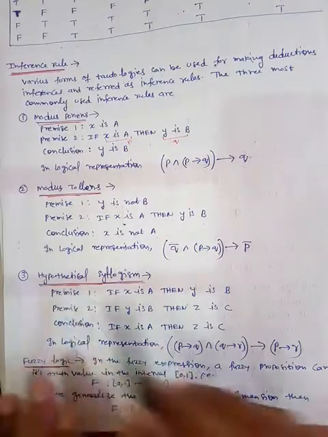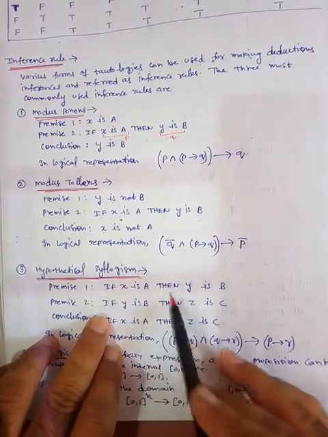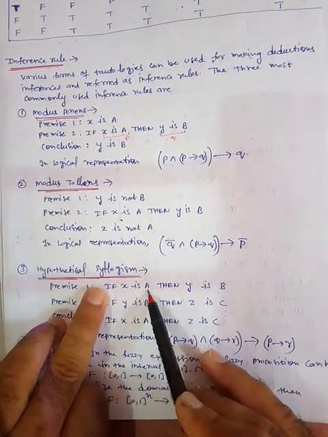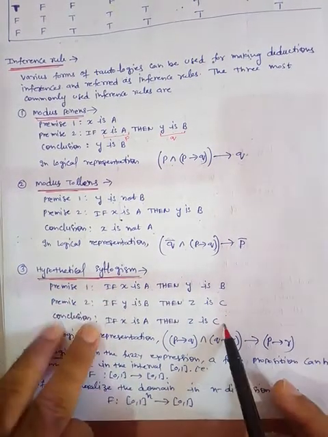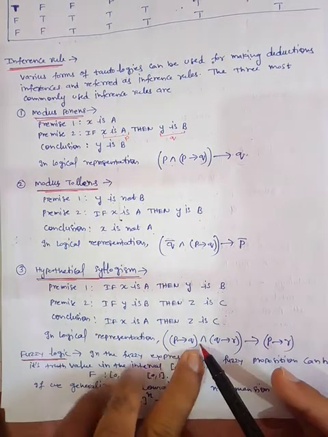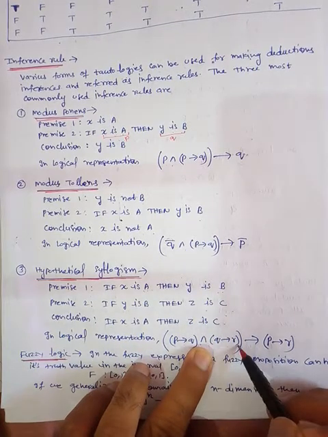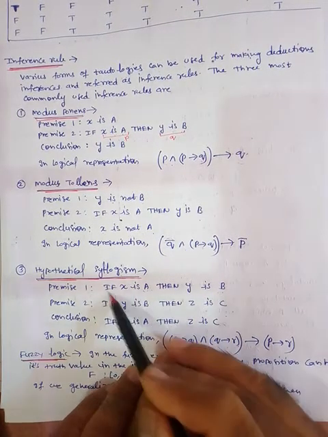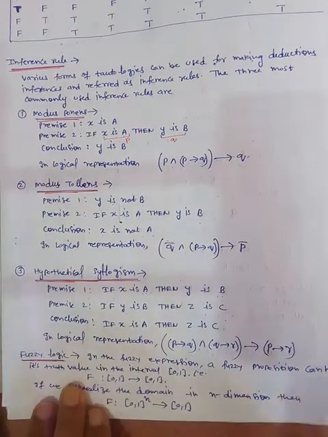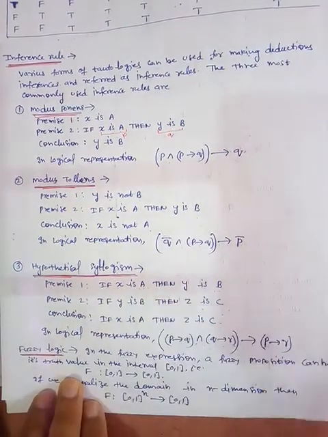Fine. Now the hypothetical syllogism, this is like transitivity. If X is A then Y is B, if Y is B then Z is C. So what is the conclusion? The conclusion is that if X is A then Z is C. So P implies Q, this is P, this is Q, and Q implies R, this is R. This implies when X is A, that means P, then Z is C, that means R, so P implies R. Fine. So these are the inference rules.